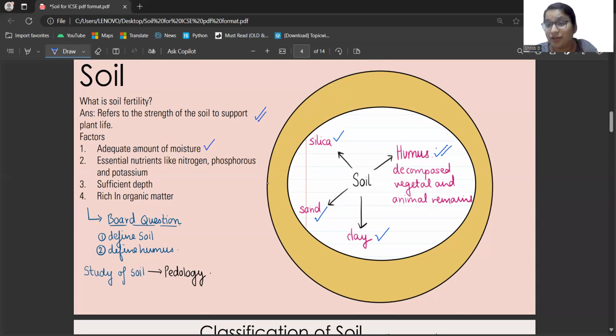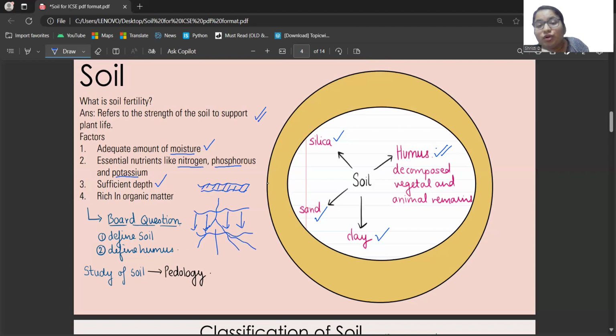These factors can be really important again. It should have adequate amount of moisture. What is moisture? Pani. Then certain essential nutrients like nitrogen, phosphorus, and potassium. Apart from that, it should have sufficient depth. Depth matlab you can't just have a soil which is very thin in there. Itna top soil itna sa chota rahega, so it's not feasible for the plant. Instead, you should have a more thicker soil. Okay, its depth must be little bit greater. So the roots can go inside and it do what? It can take in nutrients from that soil.